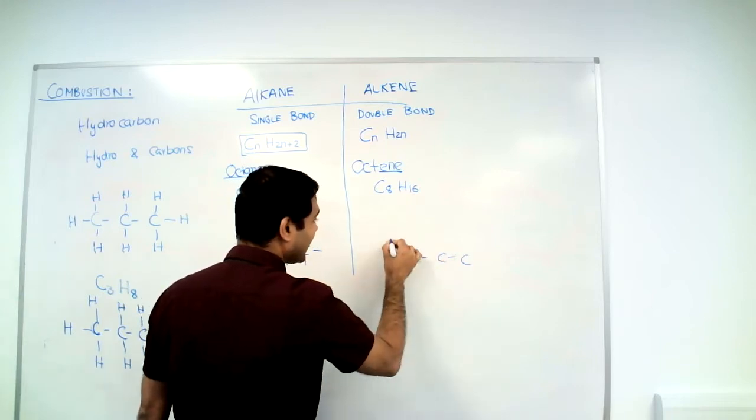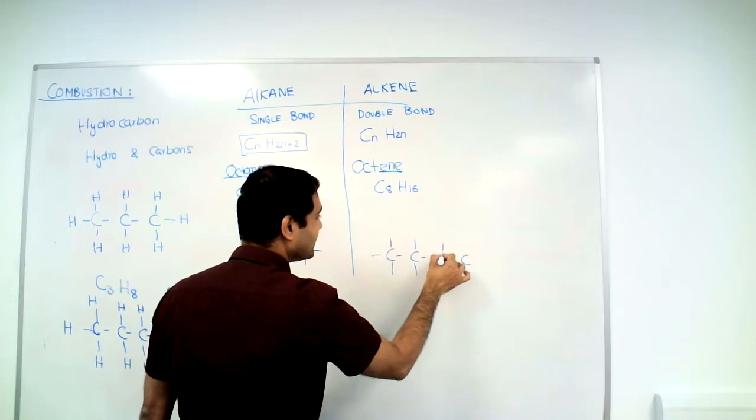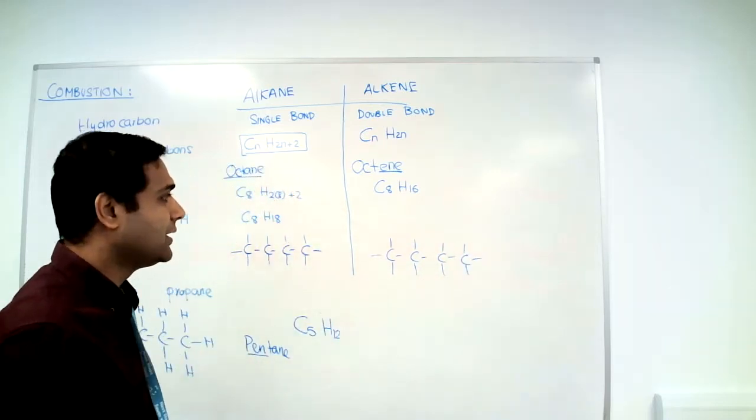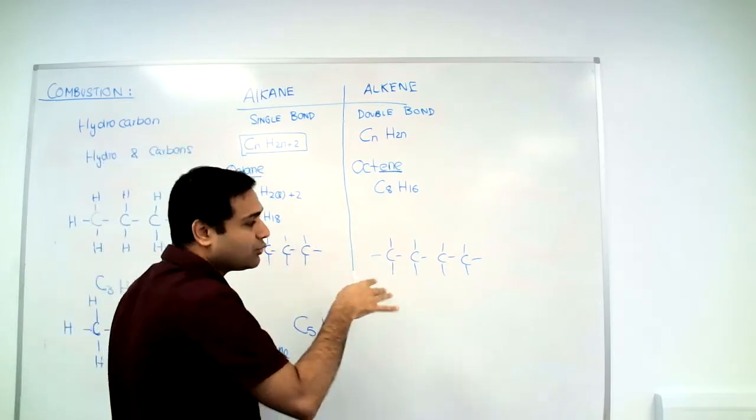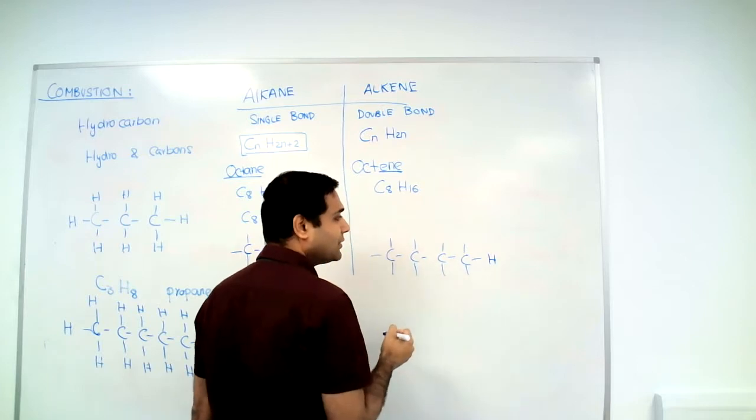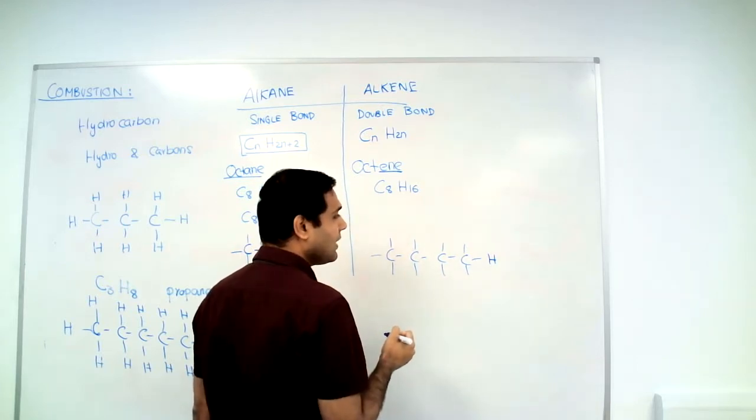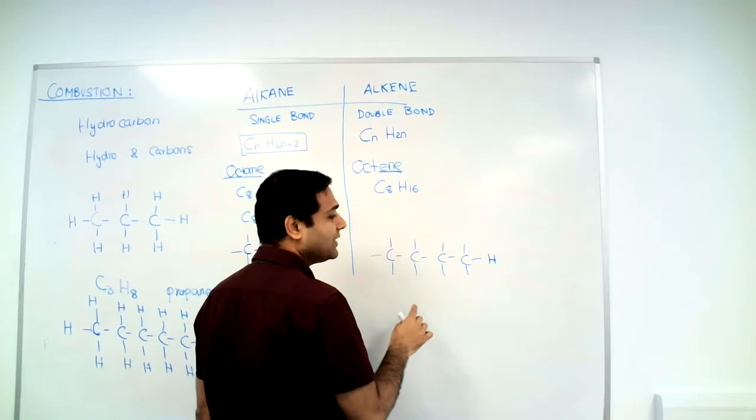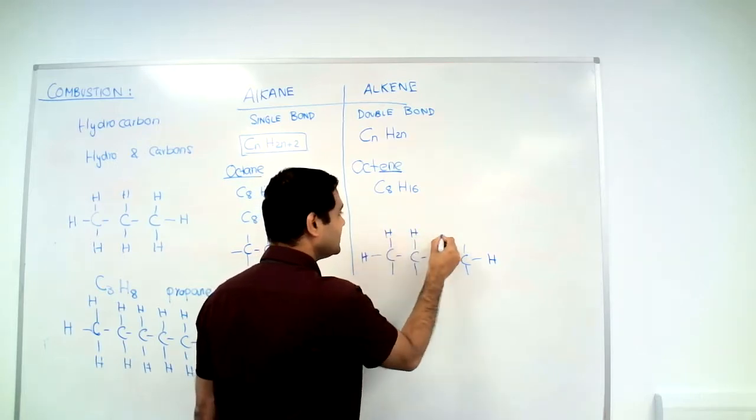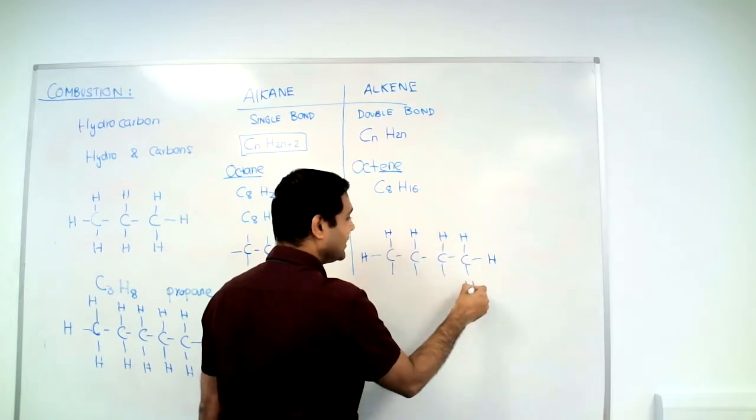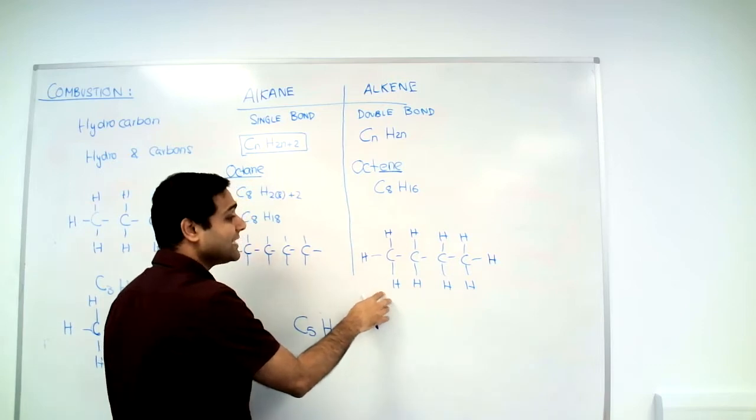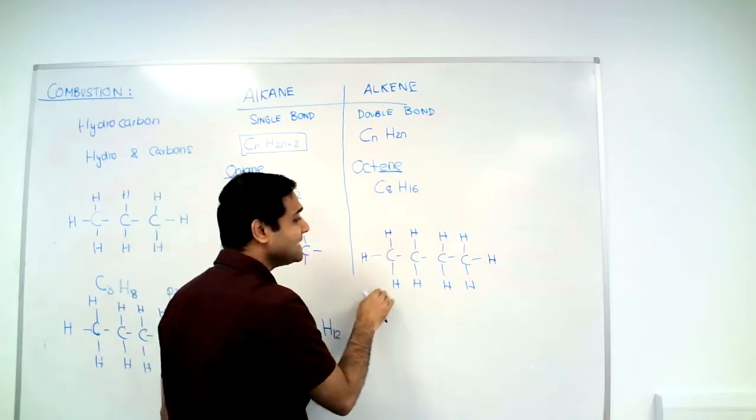Let me do it incorrectly, and then I will show you how to correct it. It should have at least one double bond. Carbon can have 4 bonds, so I can put a double bond anywhere. Let me put in all the hydrogens, and then I remove the hydrogens that are not required. This is still butane. I want to convert it to butene.